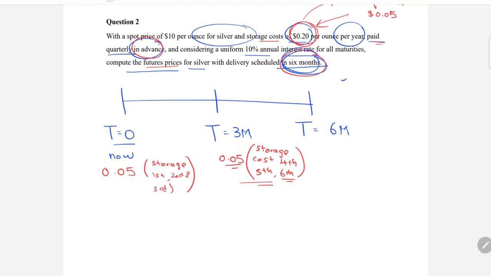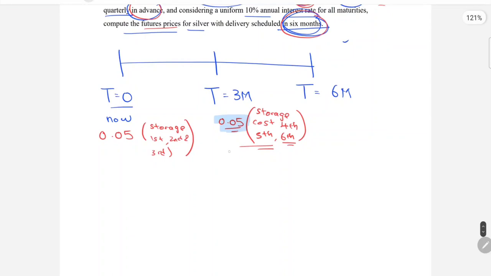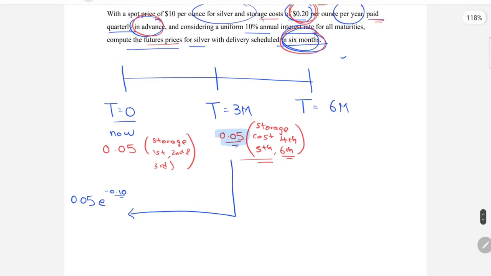For your information, this 5 cents is something that you have to pay 3 months from now. So meaning to say, you need to know what is the present value for this 5 cents. So this is how we predict the present value of the second 5 cents here. We take the 5 cents and then we write down this one, and then we come with the negative 0.10. Why? Because they mentioned a 10% interest rate. And this time should be multiplying by 0.25.